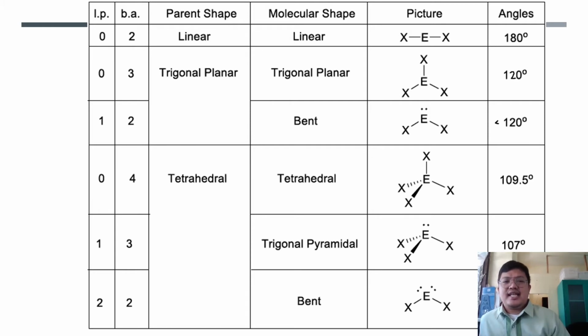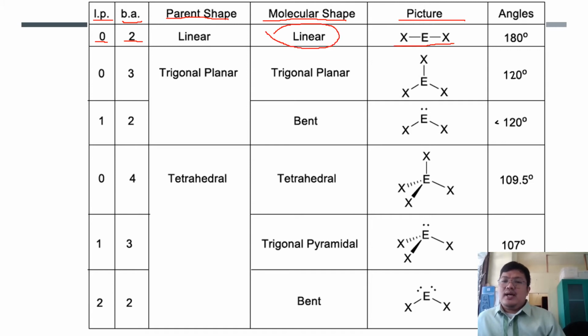Now, the LP here stands for lone pair. BP here is something like bond pair. And then the parent shape here, as you can see, we have linear, trigonal planar, tetrahedral. And then the molecular shape in here is described. And then here is the picture of the molecule. Let's disregard the angle first. So say for example, you have identified in the molecule that there is no lone pair, so that is 0. And if there are two bonded pairs, then you can say that the molecular shape of that molecule is linear in nature, as described in this picture.